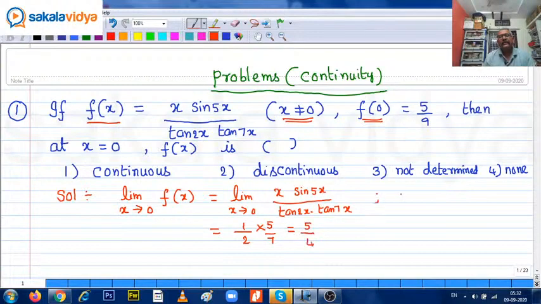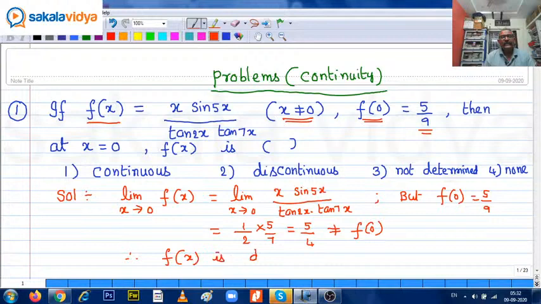But here what is f of 0? You check it. F of 0 is 5 by 9. So the limit does not equal f of 0. So therefore f of x is said to be discontinuous. It's not continuous. Discontinuous. Second option is the right option.